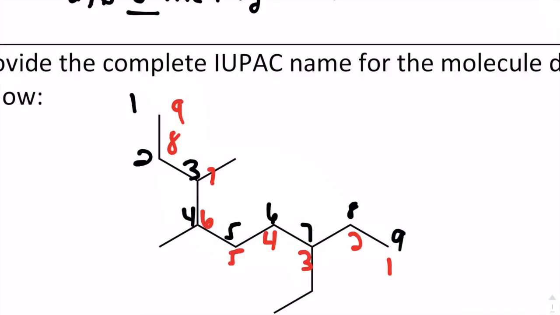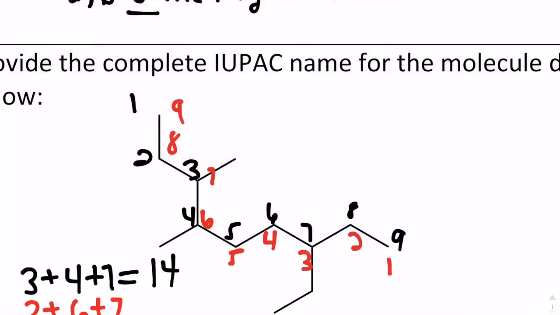So if we did the black one, we see that we have a 3, a 4, and a 7. So 3 plus 4 plus 7. And if I did the red one, that would be a 3, a 6, and a 7. So 3 plus 6 plus 7. If I add those numbers up, you can clearly see that we would have 14 for the black numbering scheme, and for the red numbering scheme, we would have 16. So since the black numbering scheme gives us collectively the lower set of numbers, we're going to go with the black one.